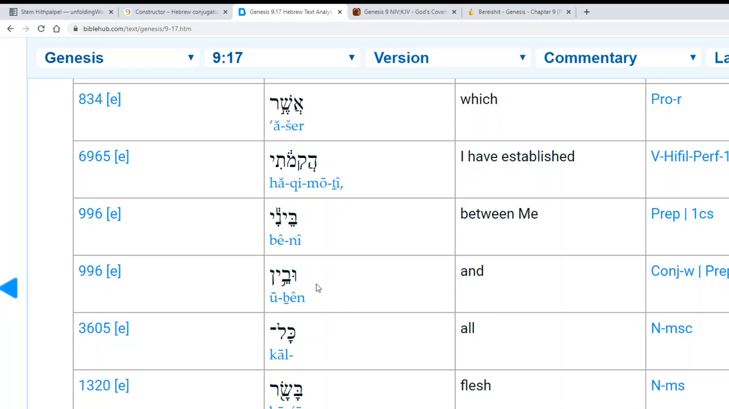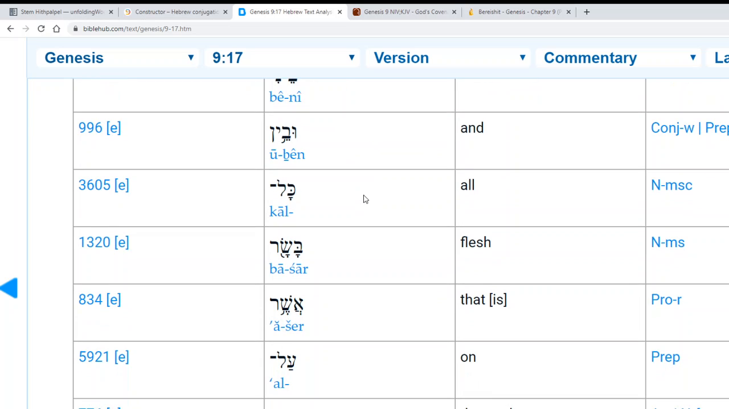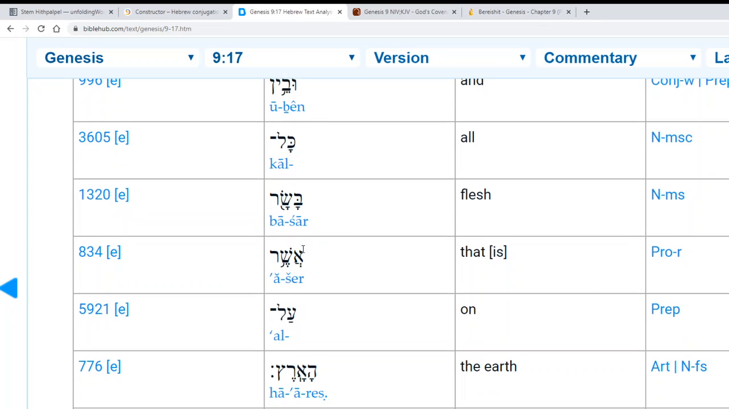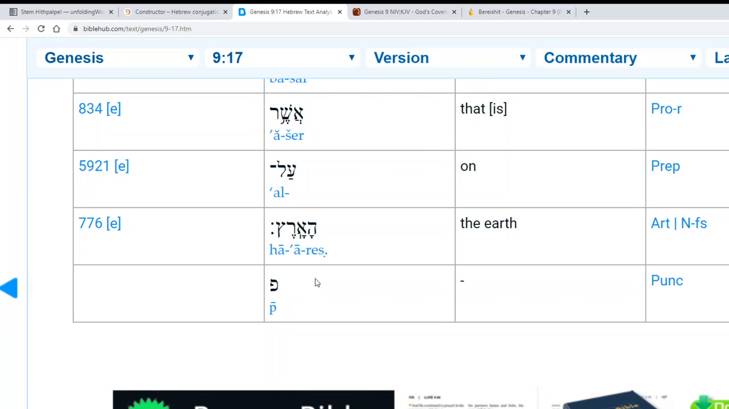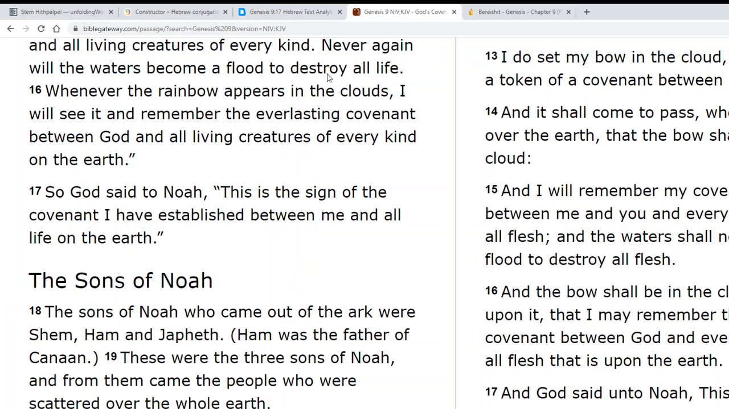Beini, between me, uvein, so conjunctive vav. Bein is the preposition bet, between. Kol meaning all. Kol basar, all flesh. Asher is the pronoun relative being used as a verb. I would say al haaretz. Preposition al with the ayin, not with the aleph. Haaretz meaning the land, and there's a petucha. There is an open space in the scroll.